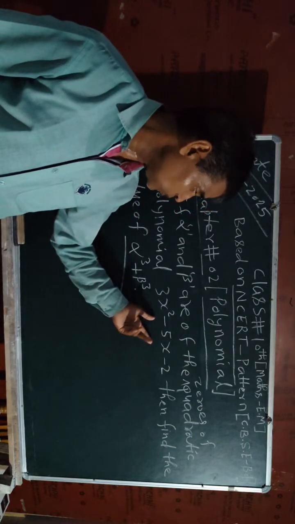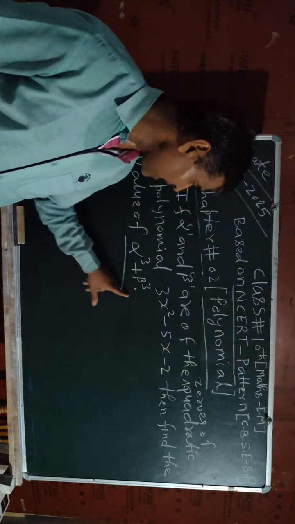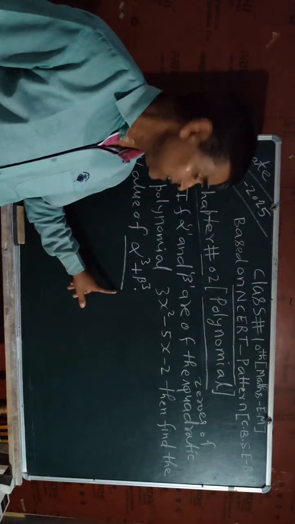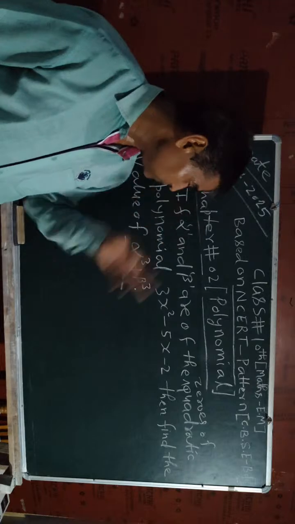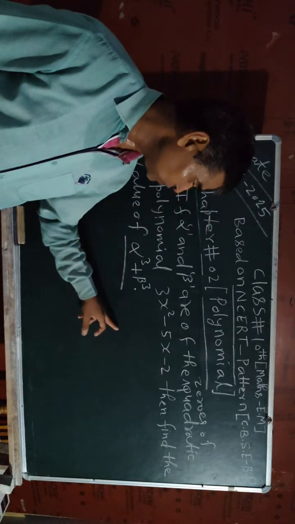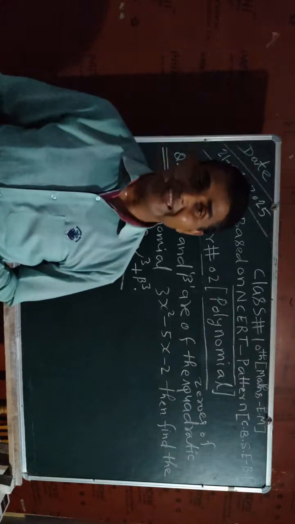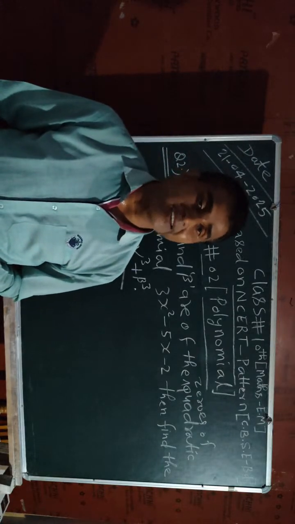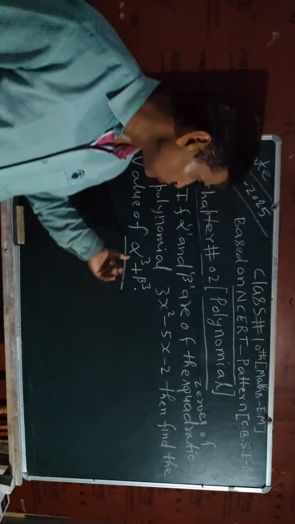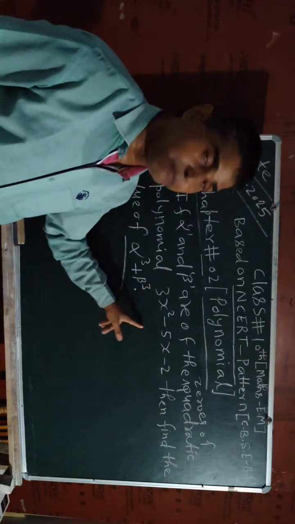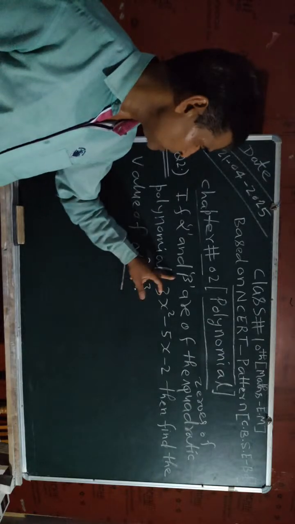this quadratic polynomial, and after that you will write the algebra identity, that is a plus b whole cube, which is a cube plus b cube plus 3ab in the bracket a plus b. One root is a and the other root will be b. So in the place of a you have to write alpha, and in the place of b you have to write beta.